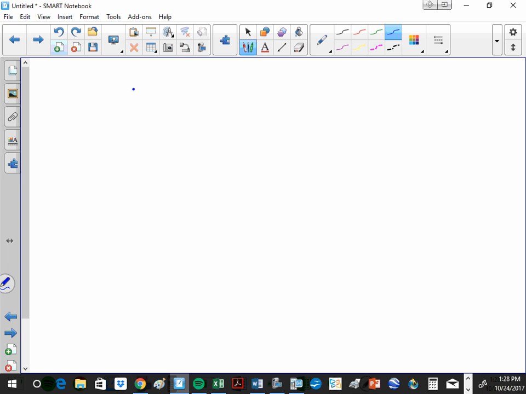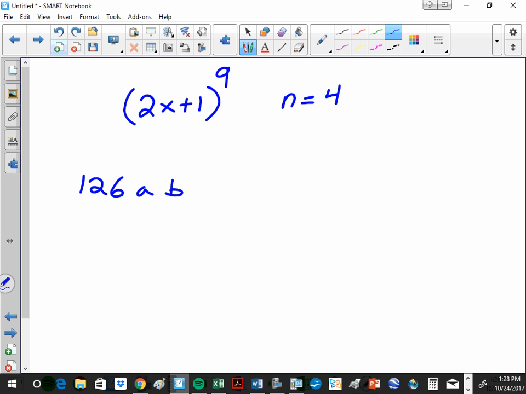If I were doing 2x plus 1 to the 9th, and I wanted to know the 4th term, then I go to row 9, and I count over 0, 1, 2, 3, 4. What number do I get? 126. And then I'm going to have a something, b something. I already know the b. The b is 4. So the a would have to be 5. So this Pascal's triangle and the binomial theorem will save you a ton of time if you need to multiply large sets of binomials together.